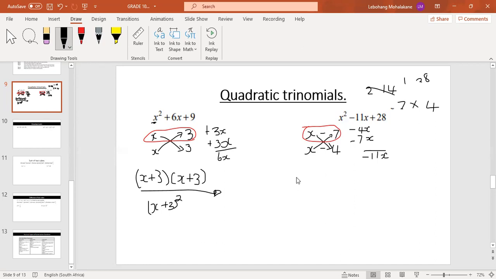So the final answer is going to be x minus 4, right? Just what it is here. And then x minus 7. That is my final answer.